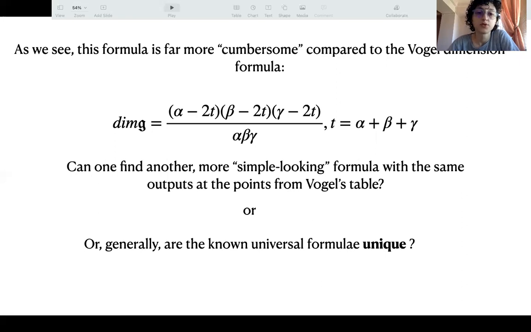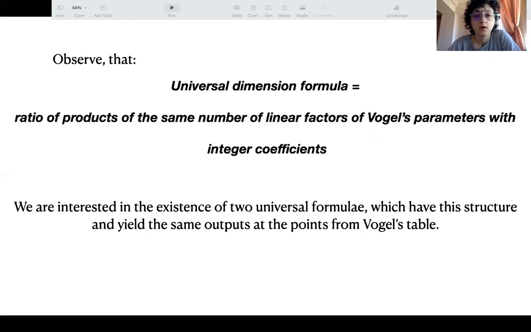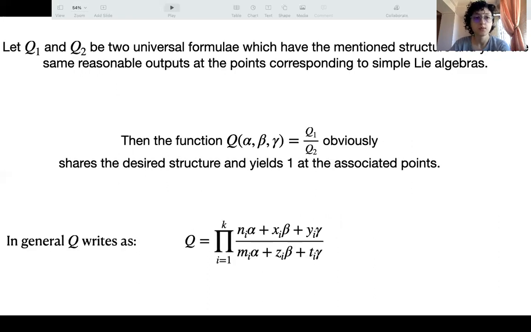And then we propose a natural question, namely, can one find another more simple looking formula with the same outputs at the points from Vogel's table? Or generally, are the known universal formulae unique? To solve this problem, we observed the following fact that all known universal formulae share this structure of being ratios of products of the same number of linear factors of Vogel's parameters with integer coefficients. And now we are trying to find some new formula with this same structure and yielding the same outputs at the corresponding distinguished points.